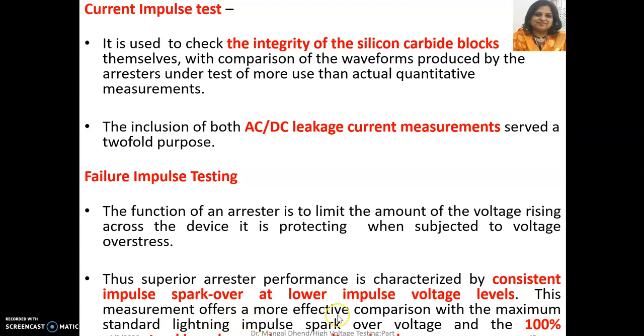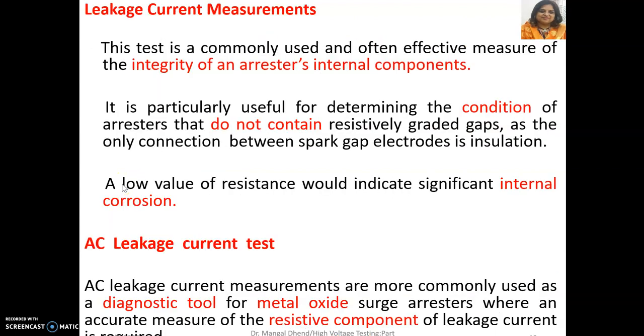This measurement offers a more effective comparison with the maximum standard lightning impulse spark-over voltage, and you can find out the 100% guaranteed impulse spark-over voltage. So in failure impulse testing, whatever the normal rating of the arrestor, it will fail at overvoltages, so you have to find out at what voltage failure takes place. Then leakage current measurements. I already told you the meaning of leakage current.